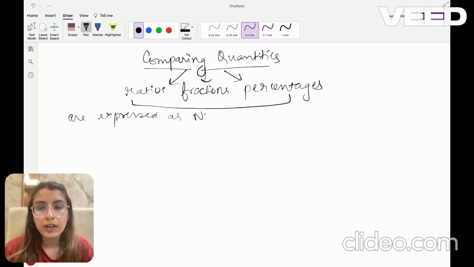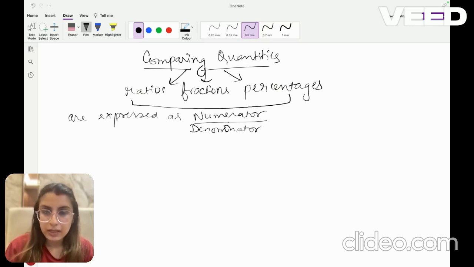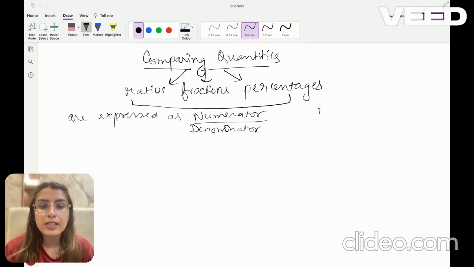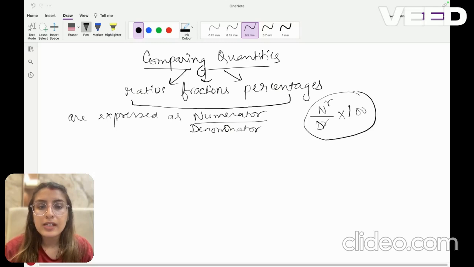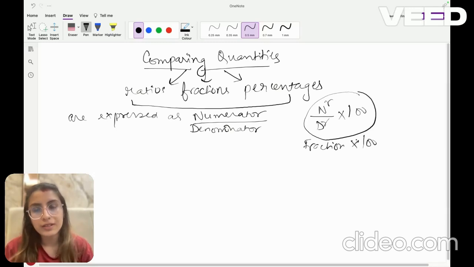as numerator upon denominator. Percentages are one step ahead because in percentages we multiply the numerator upon denominator by 100. That means we multiply the fraction by 100 in order to convert it into a percentage, right?